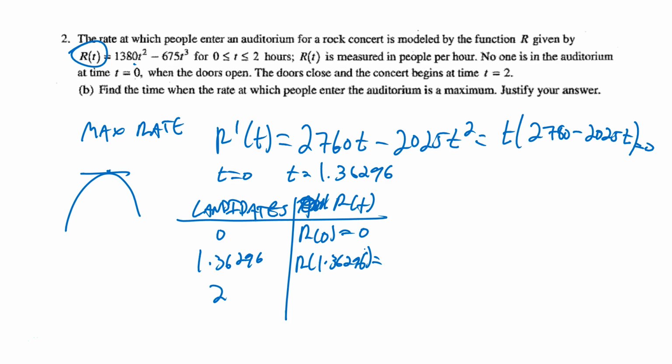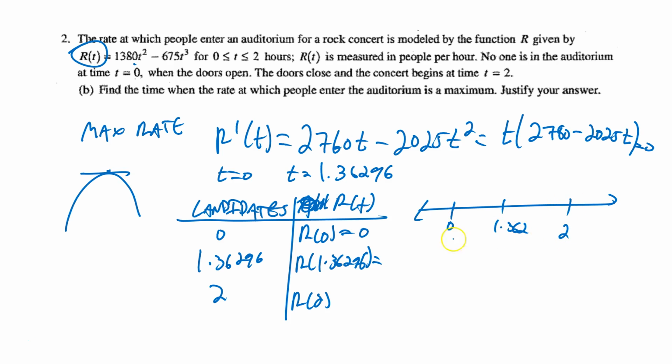I actually don't have that value, but I'm going to use a sign analysis to be able to do that. You could plug that value in to find the rate, and showing that it's a maximum by candidates test would be enough. And then R of 2 you could find as well. But I actually made a number line. Here's 0, here's 1.362, and here is 2.